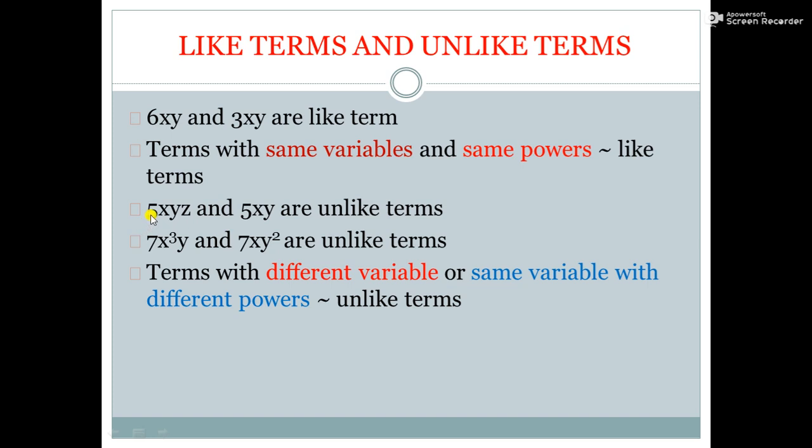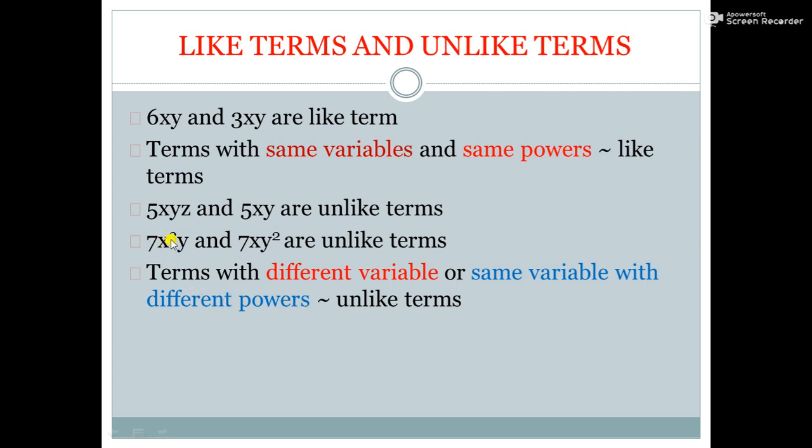And the next example, 5xyz and 5xy. In the first term there are 3 variables, in the second term only 2 variables. So these are considered unlike terms because they are terms with different variables. And in the next example, 7x cube y and 7xy square are unlike terms. What is the reason? Even though the variables are the same in both the terms, here the powers are different.